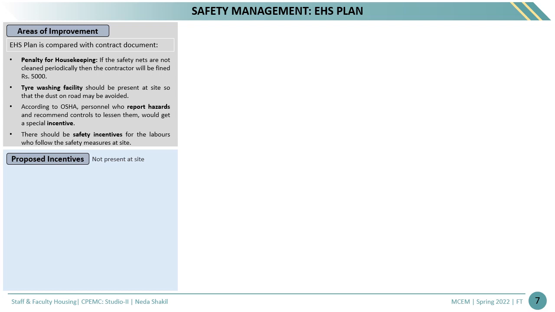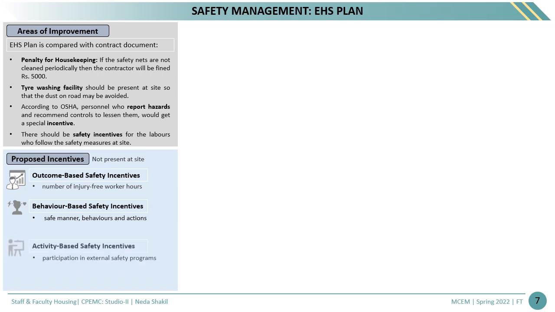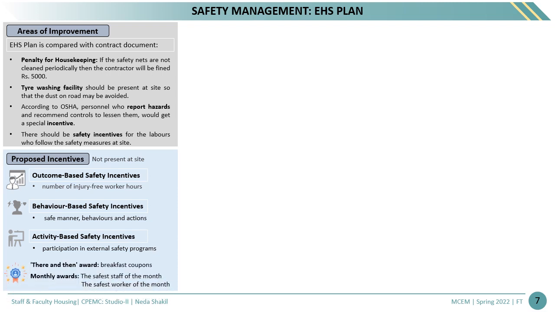Awards can be given on 3 bases. First is the outcome based. If the activity is performed injury free, they are awarded. Second is the behavior based, for those who exhibit certain safe behaviors and actions. Third is the activity based, where those who participate in external safety programs are awarded. The awards can be in the form of there-and-then awards like a breakfast coupon, or monthly awards like safest staff of the month or safest worker of the month.